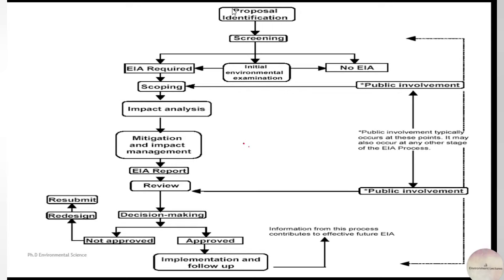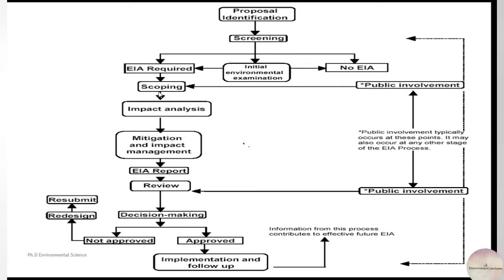So first is your proposal identification. This is the starting point where a new project or proposal is identified. That is, this project is supposed to be set up at a particular place. Then second is screening. Now the proposal undergoes an initial screening to determine if an EIA is required or not required. If EIA is not required, the process can end here. If EIA is required, the process then continues. Then initial environment examination. If screening indicates the need for further assessment, an initial environmental examination is conducted.